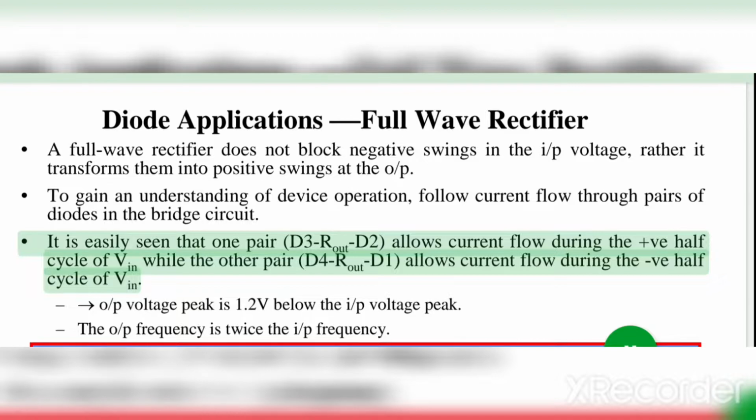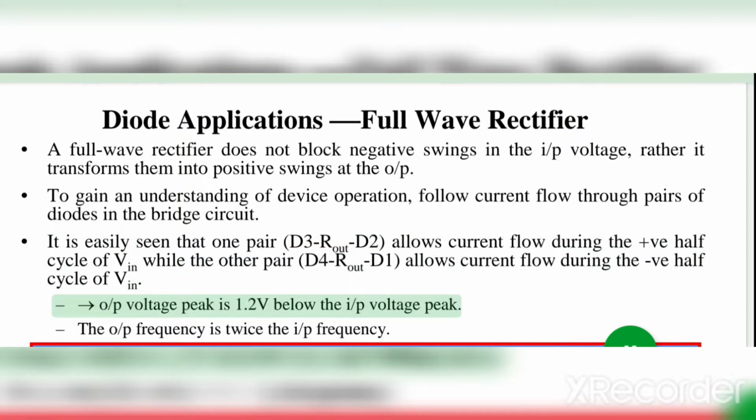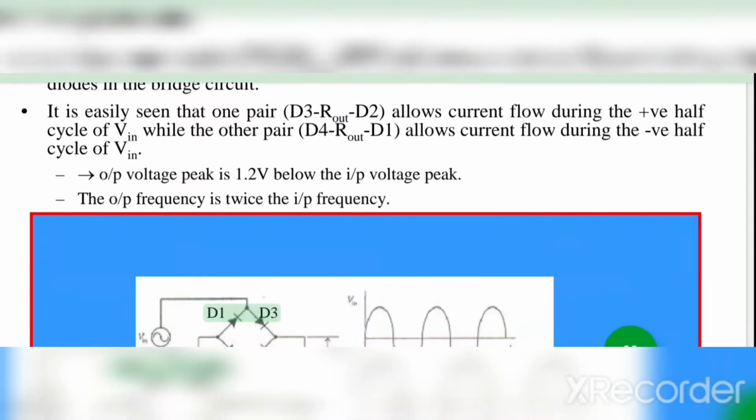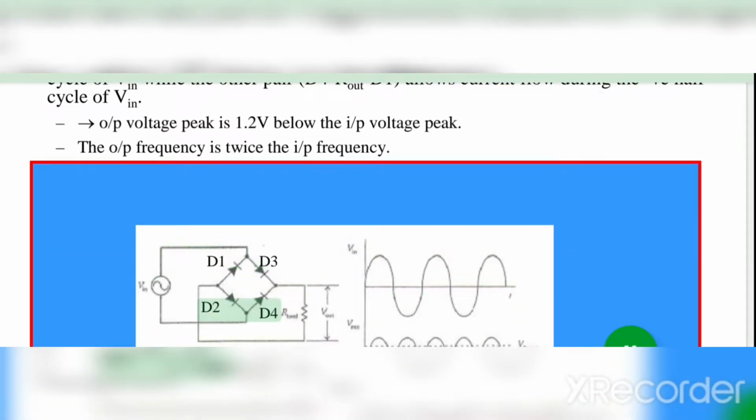It is easily seen that one pair, D3-D2, allows current flow during the positive half cycle of VIN, while the other pair, D4-D1, allows current flow during the negative half cycle of VIN. The output voltage peak is 1.2 volt (V) below the input voltage peak. The output frequency is twice the input frequency. D1, D3, D2, D4. Diode applications.